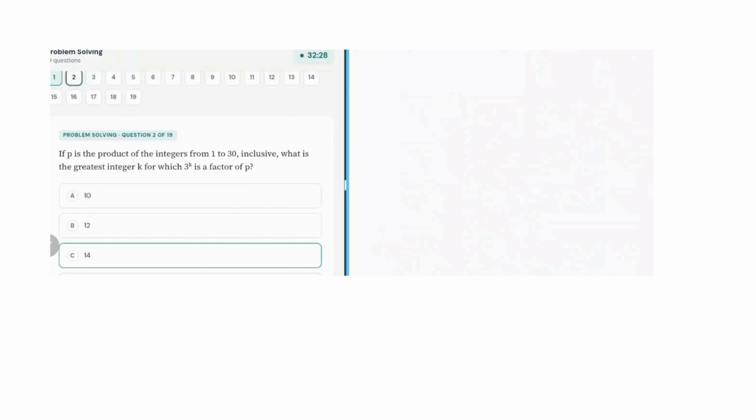The next question here is, if P is the product of the integers from 1 to 30 inclusive, what is the greatest integer k for which 3 raised to the power k is a factor of P? Now, the simplest way to solve this is to write 30. Okay, this is 30. 30 divided by 3 raised to the power 1 is 10.